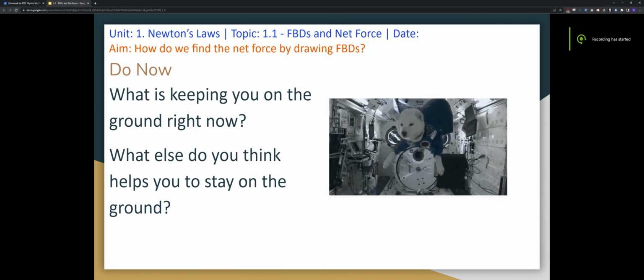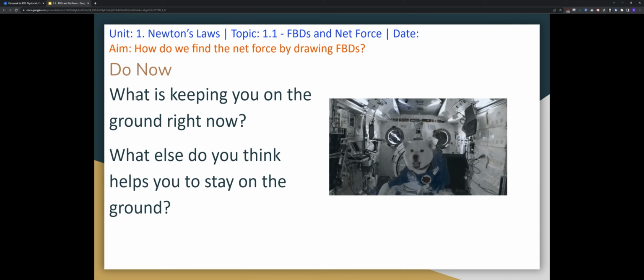So it's going to be lesson 1.1, free body diagrams and net force. We're going to skip the do now, part of it rather. The first part of the do now asks what is keeping you on the ground right now, and that's going to be your force due to gravity.